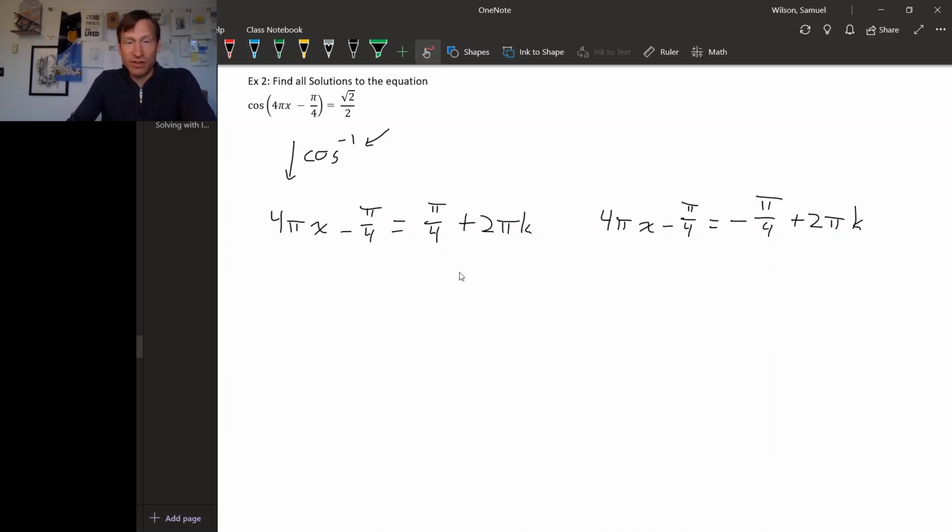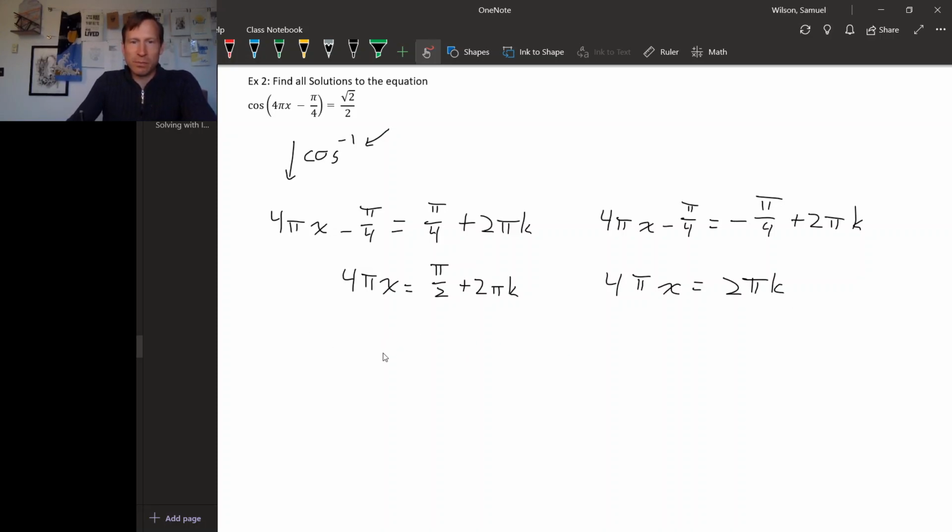And now we can finish solving for x. So add pi over 4 on both sides. 4 pi x equals pi over 4 plus pi over 4 is pi over 2 plus 2 pi k. And over here, add pi over 4 to both sides. 4 pi x equals, so minus pi over 4 plus pi over 4 is 0, so those cancel, and we're just left with 2 pi k.